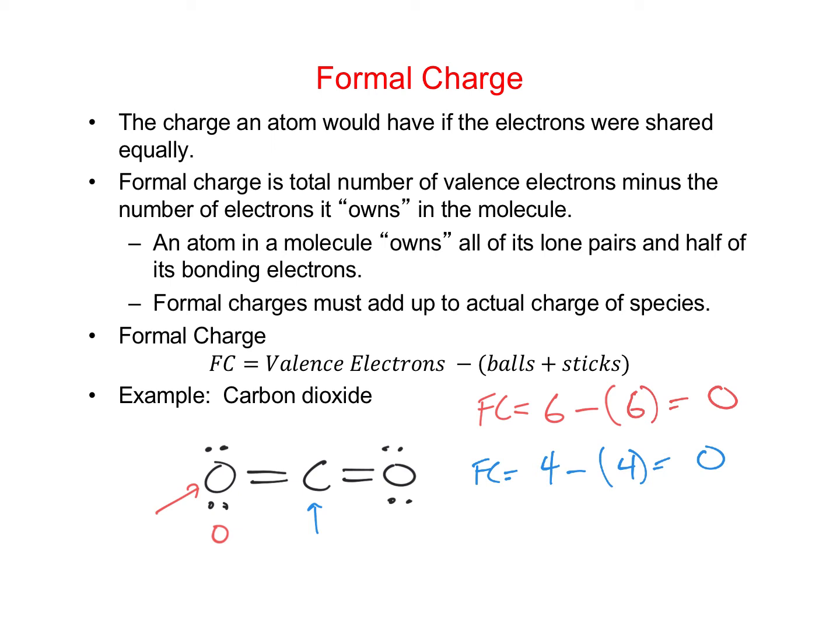All right, and then if we do this last green oxygen, I think we're going to see it's going to be identical to the red oxygen. The formal charge, again, oxygen normally has 6 valence electrons. 4 balls, 2 sticks, add up to 6. So the formal charge on all 3 atoms is 0. Now if I add up those formal charges, 0 plus 0 plus 0 is of course 0, and since carbon dioxide is a neutral molecule, that's good. The formal charges in that case should add up to be 0.